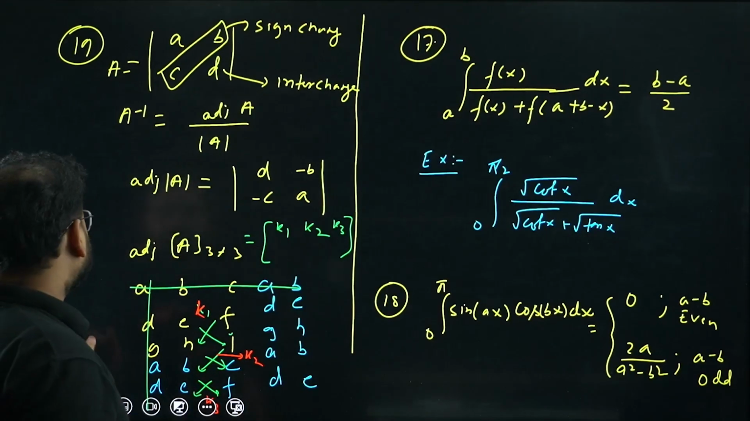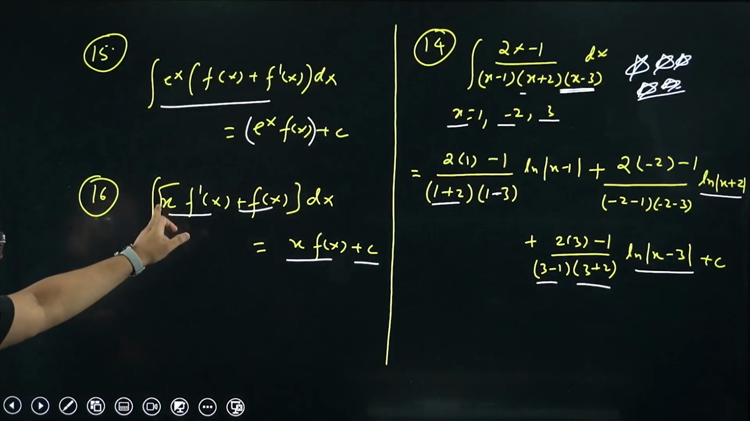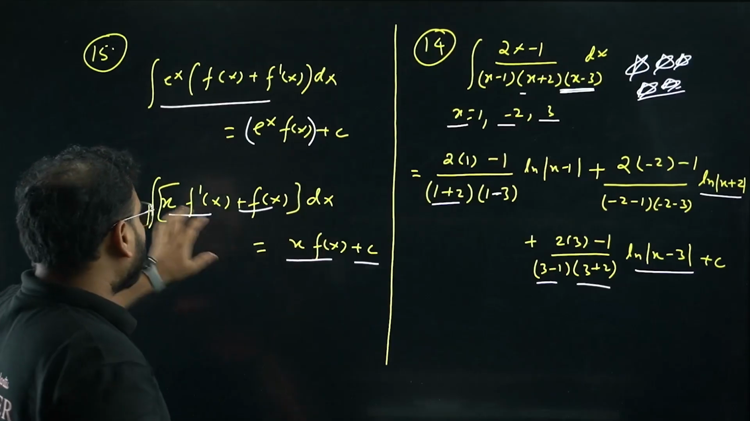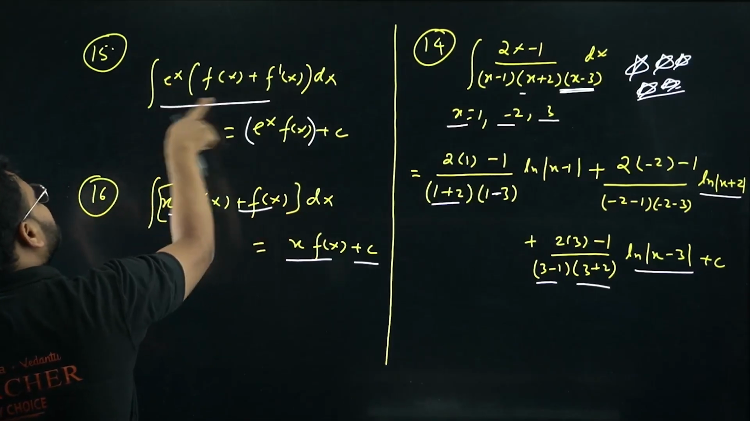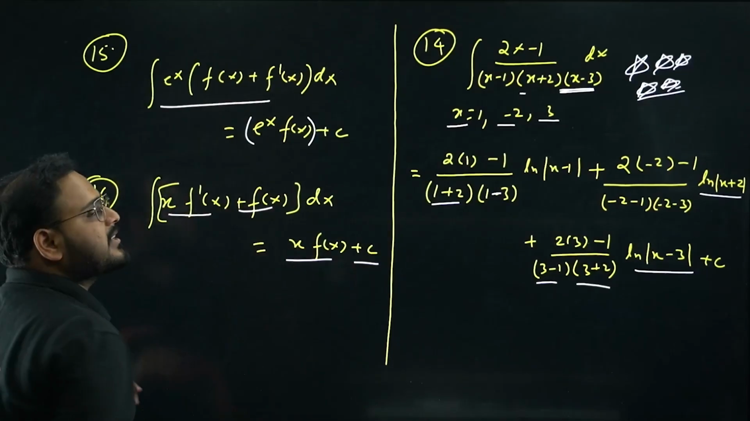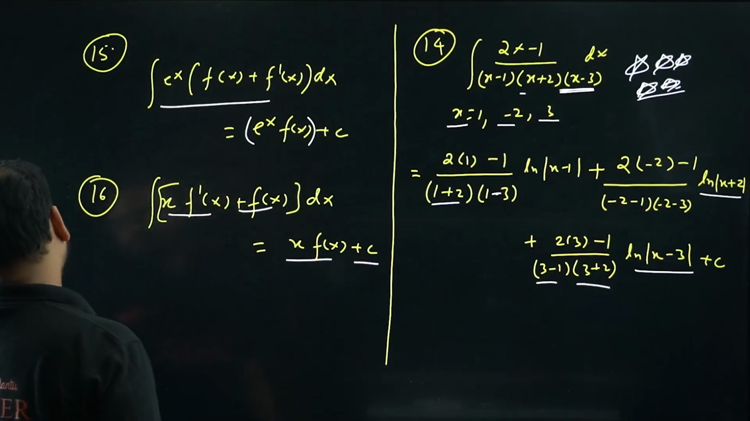17th trick now. 16th you got it right. If you had x product with f dash of x plus f(x), answer will be x f(x) plus c. Not with the entire x. Over here e^x was with the entire thing. Here x is with only f dash of x. Answer will be f(x) plus x f(x) plus c.